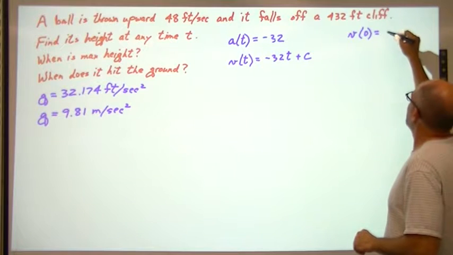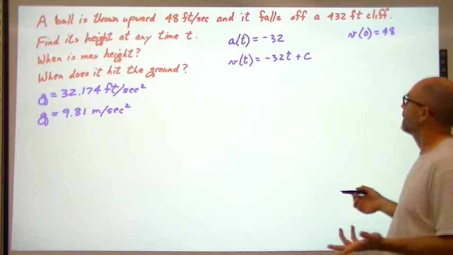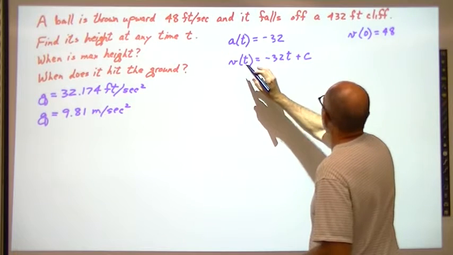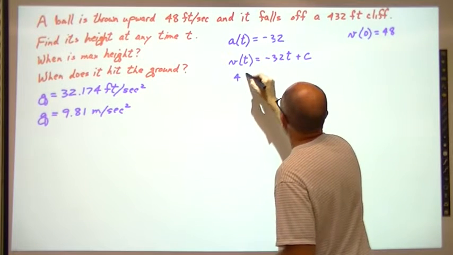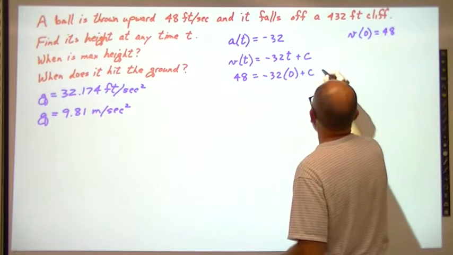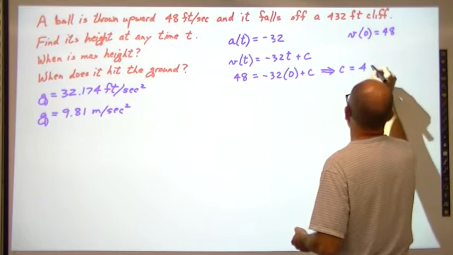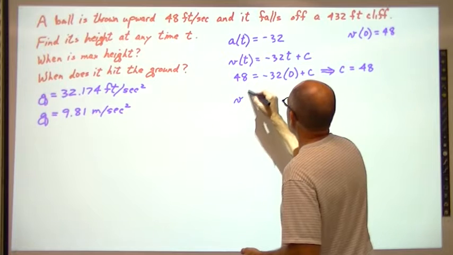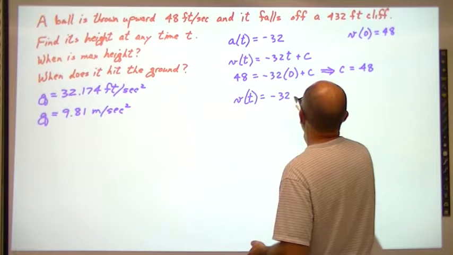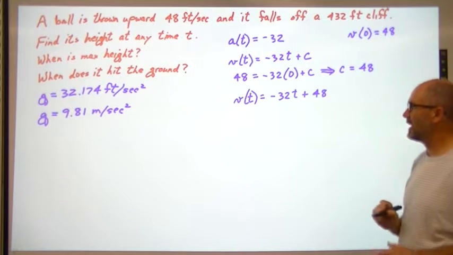So v at time 0 is 48, and it's going upward, so it's positive. So that means my velocity, 48, will equal negative 32 times 0 plus c, which means c equals 48. So that means my velocity statement is negative 32t plus 48. That's my velocity.